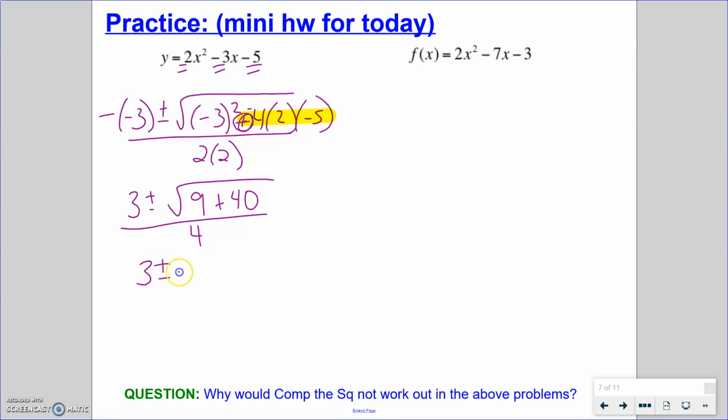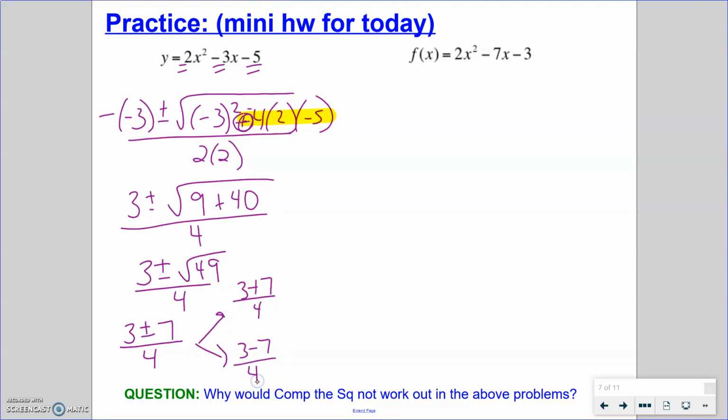All right, so 3 plus or minus the square root of 49 over 4. Well, the square root of 49 is just 7. And now here's how this works. One answer is 3 plus 7 divided by 4. The other answer is 3 minus 7 divided by 4. So 3 plus 7 is 10. 10 divided by 4 reduces to 5/2. So there's one answer. 3 minus 7 is -4, and -4 divided by 4 is -1.